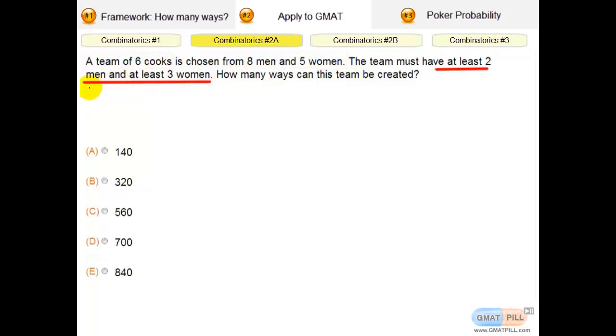Okay, so at least 2 men, right? If you have 2 men among the 6 cooks, there must be 4 females. You can also have 3 men. If you have 3 men, then the other 3 must be female, and that satisfies at least 3 women. 4 men? Well, if you have 4 men, then the other 2 have to be female, but that violates at least 3 women, so this is no good. So these are the only 2 options that we can play with.